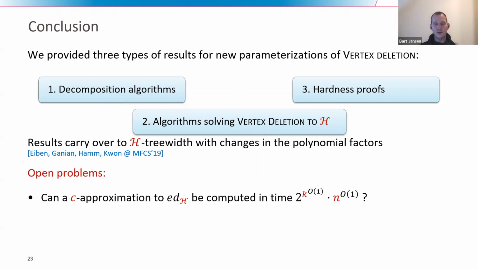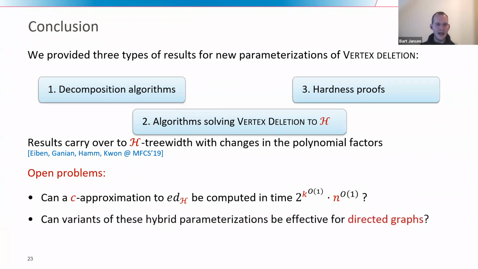I also have two open problems. First, we gave basically poly-opt approximations to find elimination distance. It would be interesting whether constant factor approximations are also possible. And I focused on vertex deletion problems on undirected graphs, where we have a notion of connected components, and we can use it as a termination criterion for our elimination scheme.